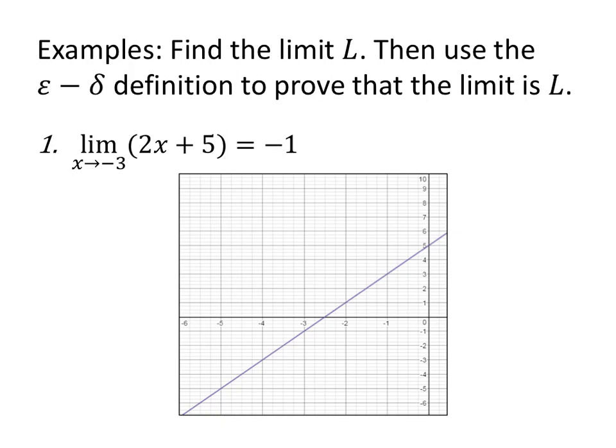Find the limit L, then use the epsilon-delta definition to prove that the limit is in fact L. The limit as x approaches negative 3 of 2x plus 5 equals negative 1. Alright, let's see. 2x plus 5, as I get closer and closer to negative 3, it looks like the graph is indeed negative 1, so I've found my limit.